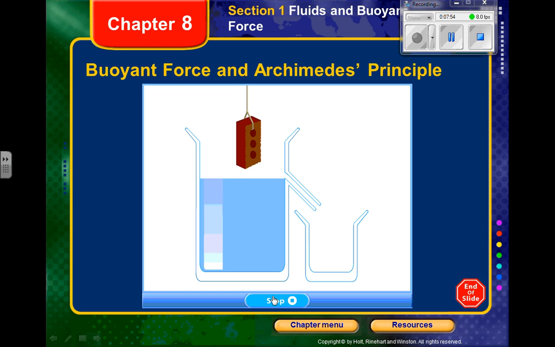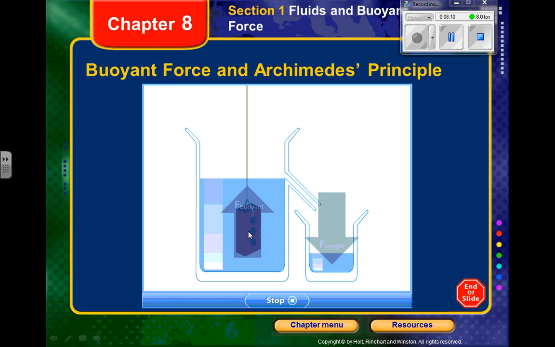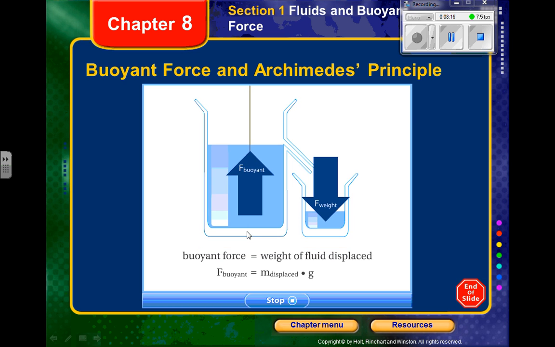As the brick sinks, the water level rises and water begins to flow through the spout into a smaller container. The total volume of water that is now in the smaller container is the displaced volume of water and is equal to the volume of the brick. The brick will experience an upward buoyant force equal to the weight of the fluid that was displaced. This is known as Archimedes' Principle.